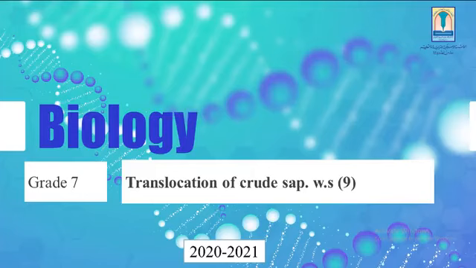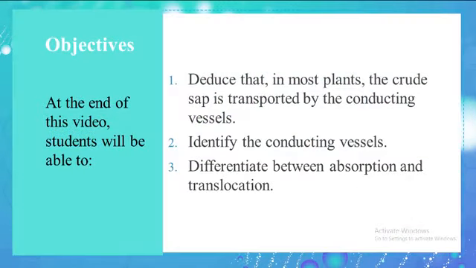Today we will discuss translocation of crude sap. Please follow up with me in worksheet 9. In this video we are going to cover the following objectives. Deduce that in most plants the crude sap is transported by the conducting vessels. Identify the conducting vessels. Differentiate between absorption and translocation. So now let's start.